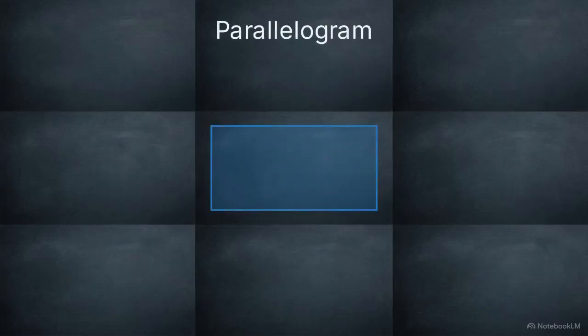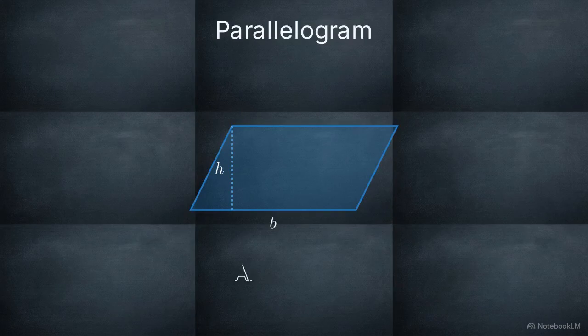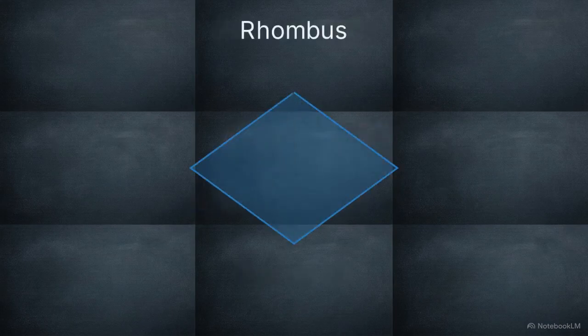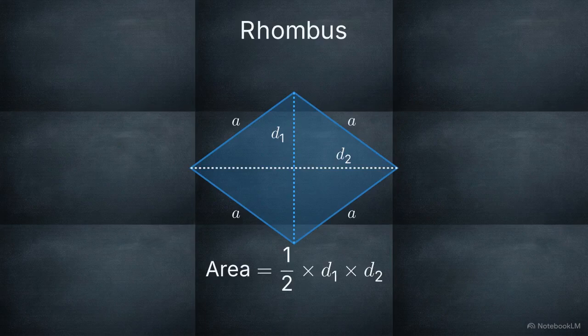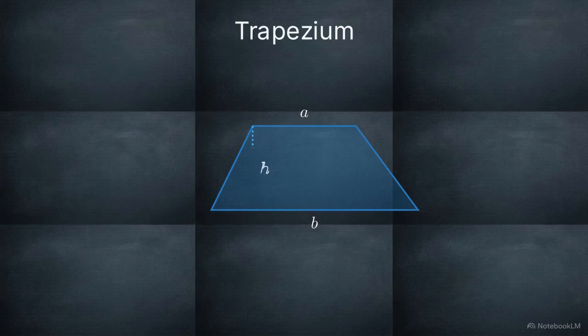A parallelogram is a rectangle with slanted sides. Because the vertical distance between the top and bottom remains constant, the area is still calculated as base times height. The rhombus has 4 equal sides. Its area is 1/2 times diagonal 1 multiplied by diagonal 2. A fixed relationship exists here: 4 times the sides squared equals the sum of the squares of both diagonals.